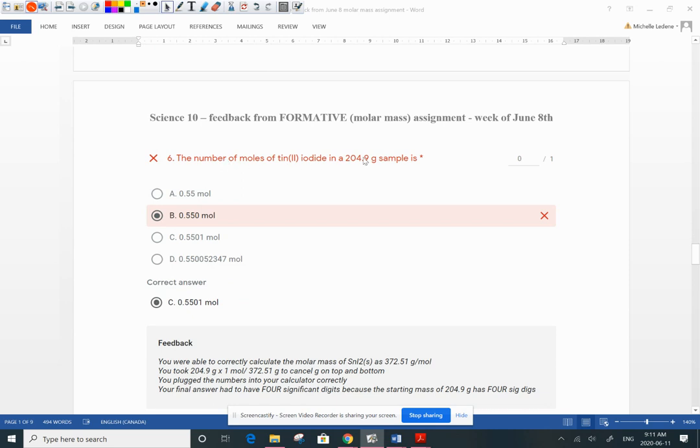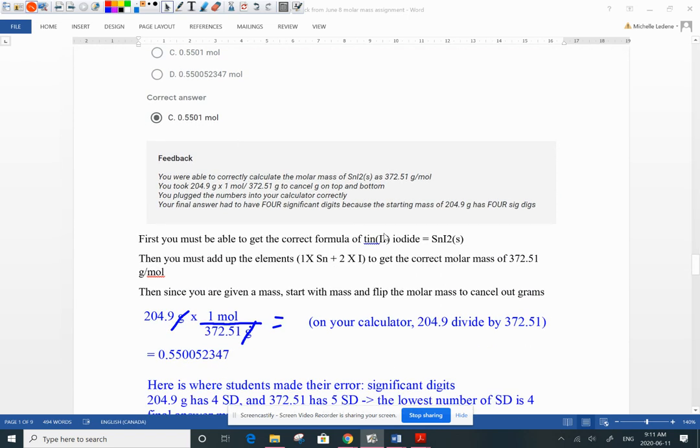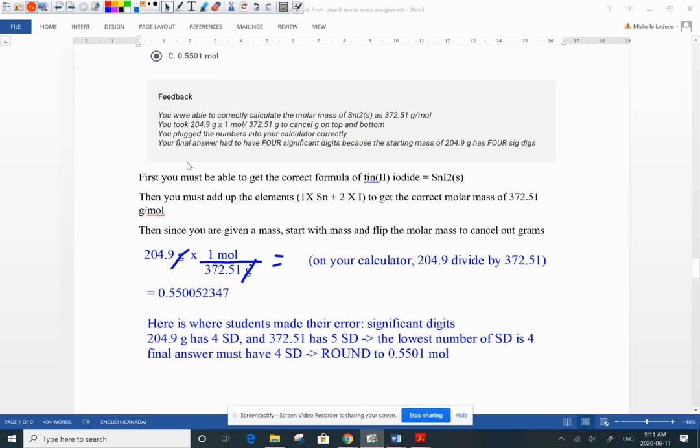Okay, so a couple other examples of mass to mole and mole to mass conversions. This one, we're given grams to start and we're asked to find moles. So again, tin(II) iodide. First thing is we have to make sure we've got our correct formula, SnI2. We add up our elements to get a correct molar mass. For this one, we're given the molar mass, and it has 1, 2, 3, 4 sig digs, so I know my final answer has to have 4 sig digs.